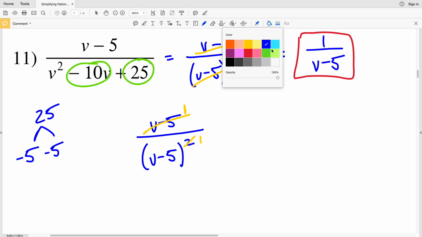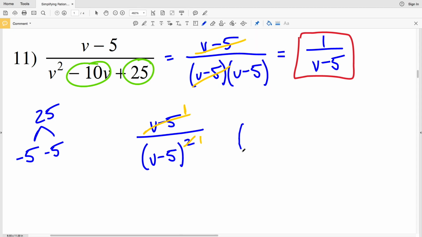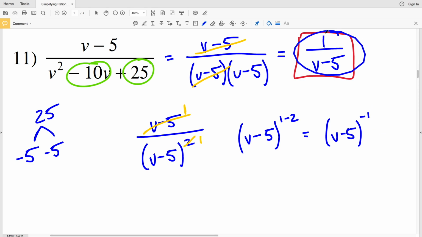Because, remembering our law of exponents, we would have v minus 5, that quantity to the 1, minus 2, which is v minus 5 to the negative 1, which is 1 over v minus 5. So that's just another way to think about number 11.